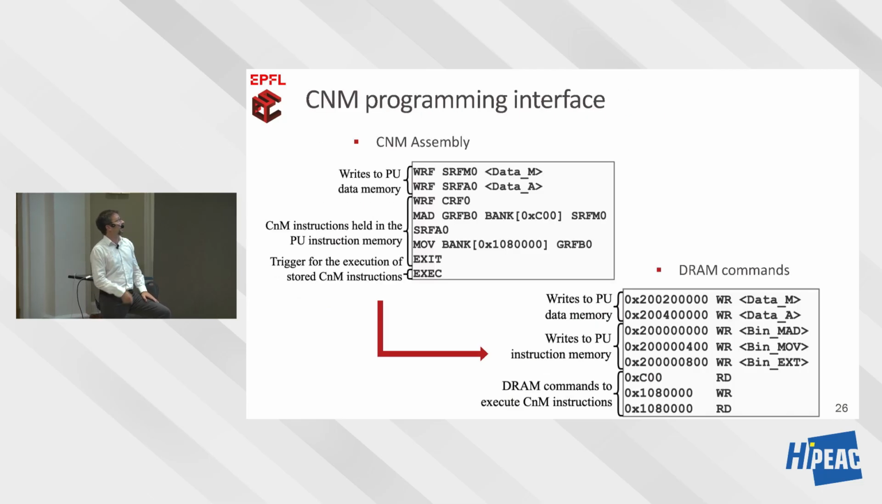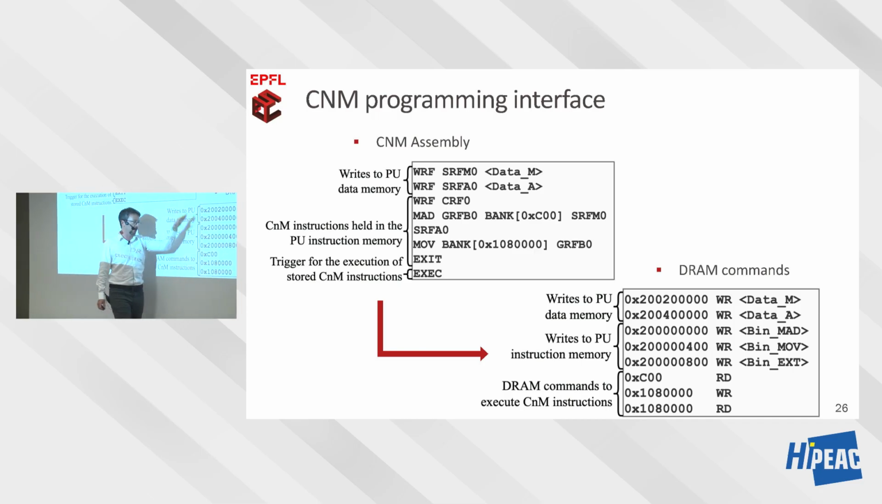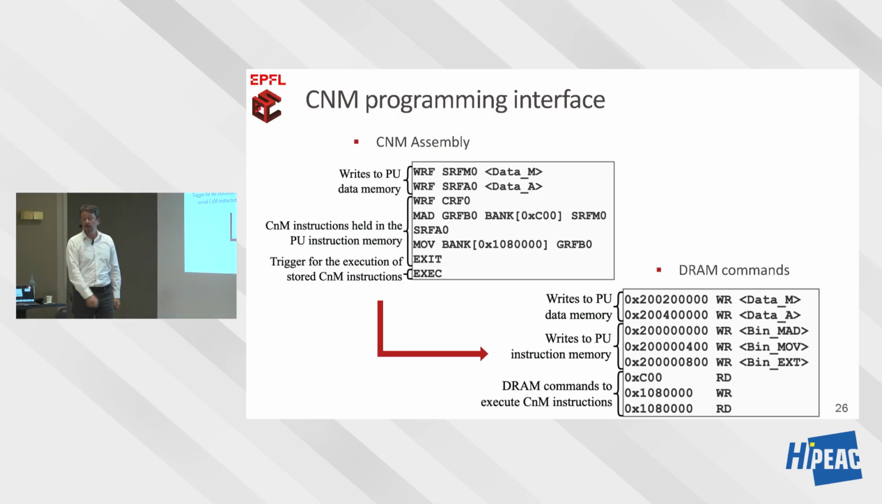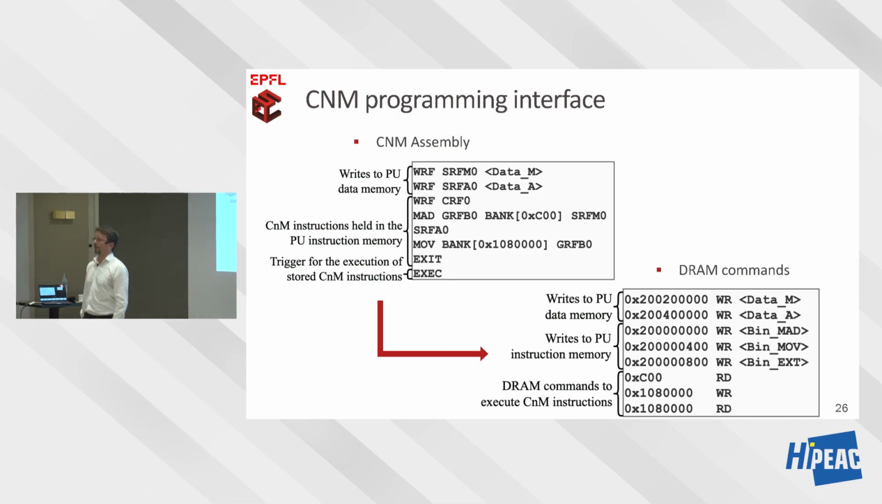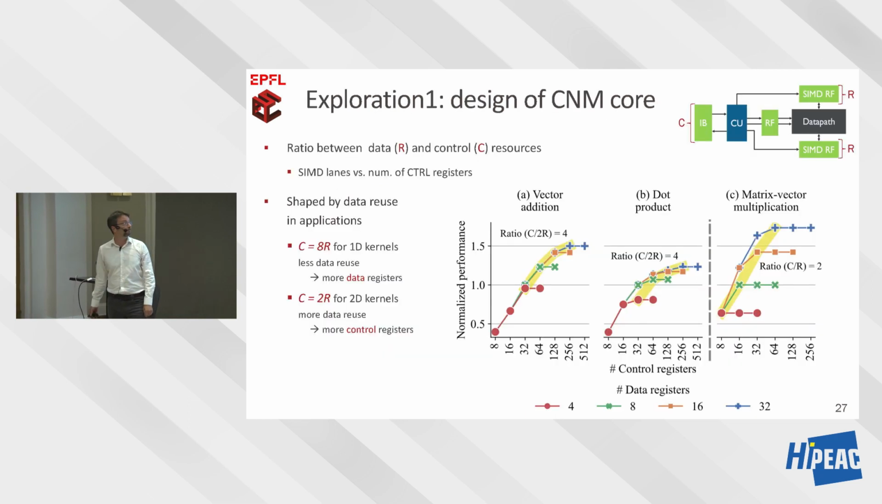This is what the assembly looks like. Here, I'm writing to the data memory, I'm providing the instructions that I want to be stored into the control memory, and then I trigger the execution. This is what the user has to write as assembly code, and this is the translation into binary DRAM commands. Is this high level? No, not at all. We are working on a compiler, but it's not ready for prime time yet. So this is where we are at the moment.